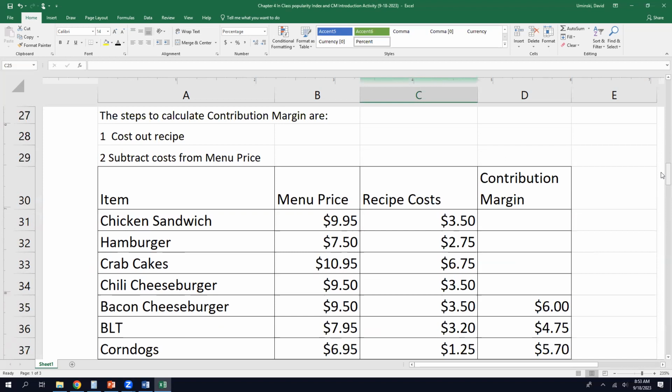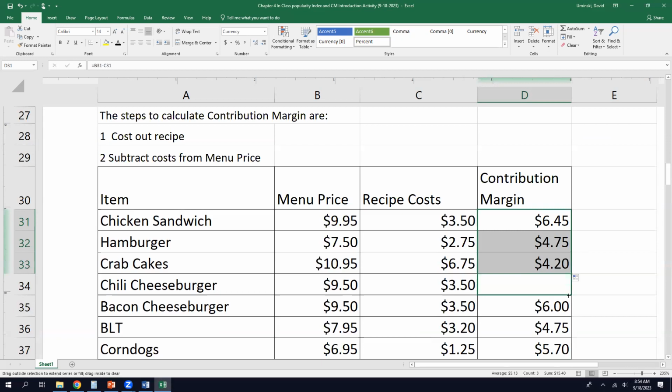Okay, so we look here. $9.95 minus $3.50 gives me $6.45. And we just do that straight down. $7.50 minus $2.75, $4.75. $10.95 minus $6.75 is $4.20. And lastly, $9.50 minus $3.50 is $6.